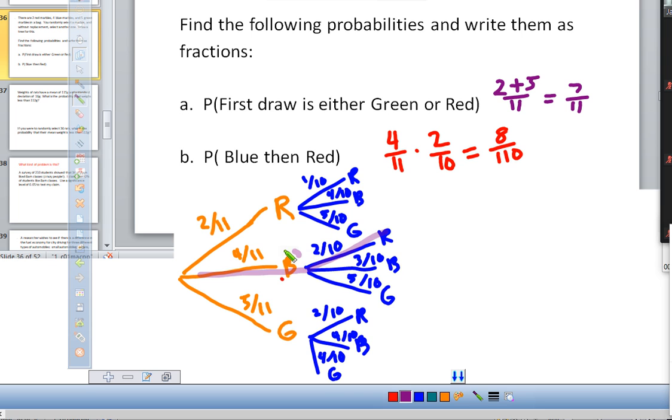If I'm here, now I've taken a blue and not kept it. So now I only have 10 marbles, but now I only have 3 blue because I took a blue one. So I still have 2 out of 10 red, 3 out of 10 blue, 5 out of 10 green. And then down at the bottom here, if I took a green one and kept it, then I'd still have 2 out of 10 red, 4 out of 10 blue, but now I only have 4 out of 10 green.